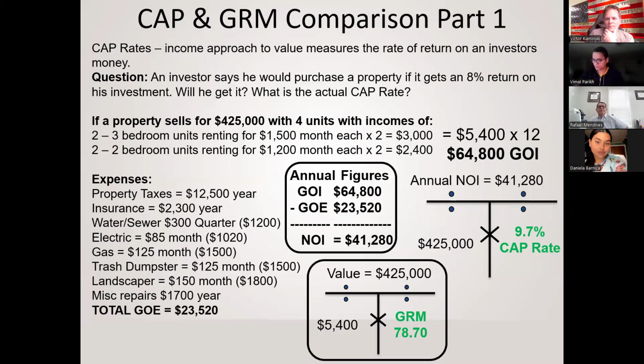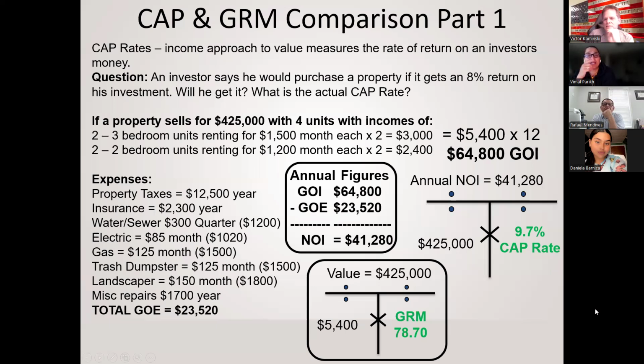So should we recommend that he buy this property? Of course. Yeah, because it's a 9.7. It's above 8. Okay. And so the question was, will he get it? And how much is the actual cap rate? So yeah, he will get it. And it's 9.7%. So that means he'll buy this property. So you needed to figure that out to see if this was a property that he would be even interested in purchasing, he or she.